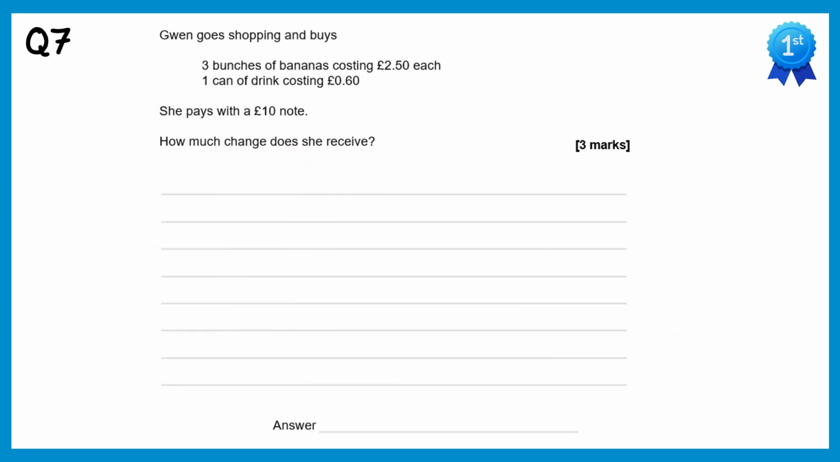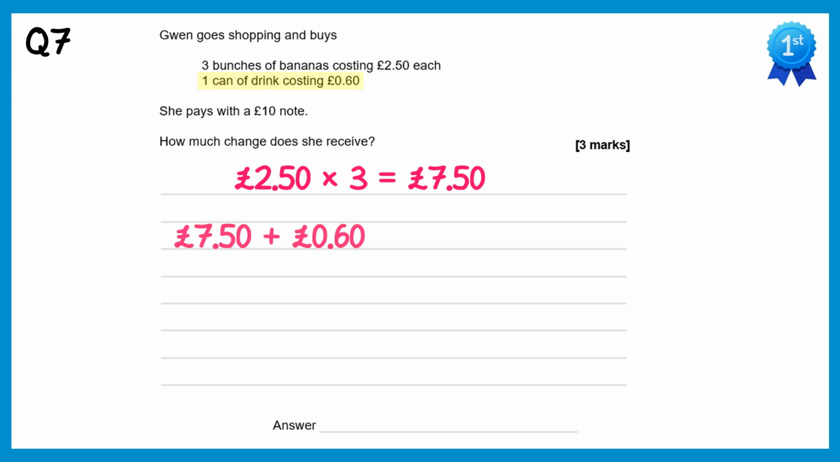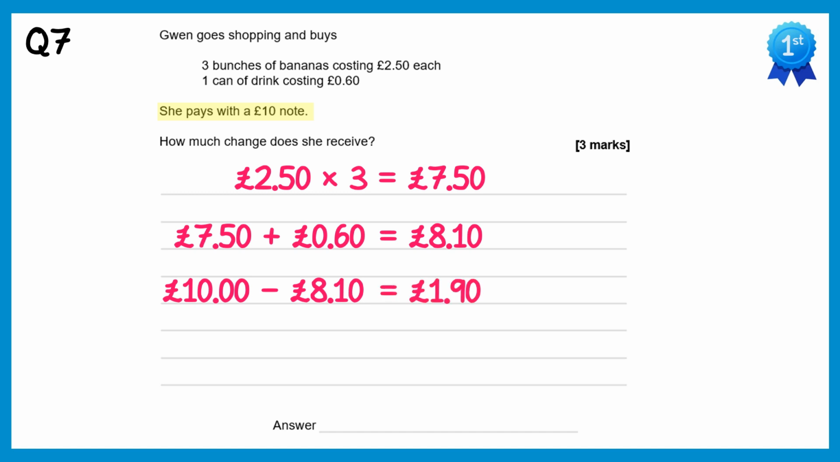For this question, Gwen is going to buy 3 bunches of bananas that cost £2.50 each. So if we do 3 times £2.50, you get £7.50. We also have 1 can of drink that costs 60p, so if we add that on to the £7.50, we get £8.10. So the total spend is £8.10. We're told that she pays with a £10 note, and we need to work out how much change she receives, so if we do £10, take away £8.10, we get £1.90, which is the answer to the question.